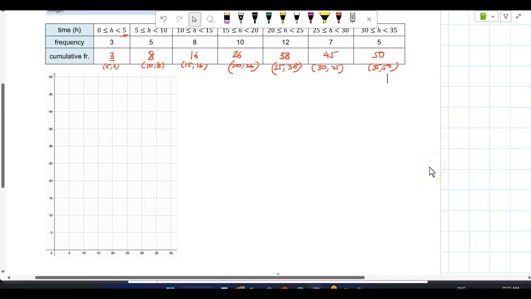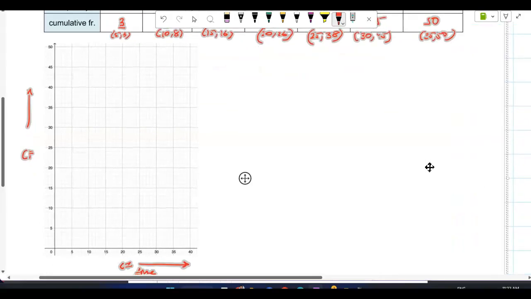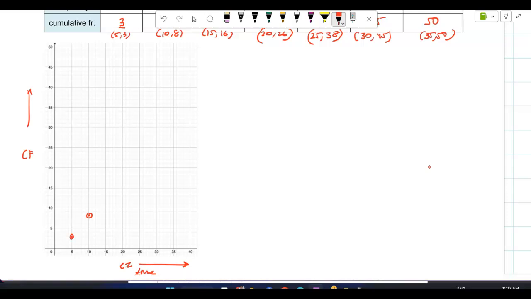So here you have to put the class interval, and here you have to put the cumulative frequency. Your class interval is the time in hours, and cumulative frequency is the number, obviously. So now you plot 5, 3. I'm just approximately and quickly plotting it. 10, 8. 15, 16. And it always ends up as an S shape. 20, 26.